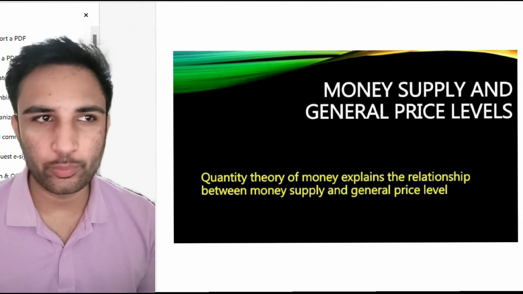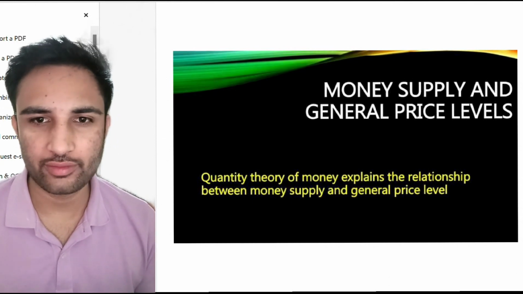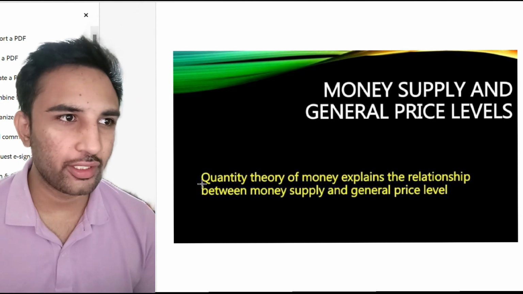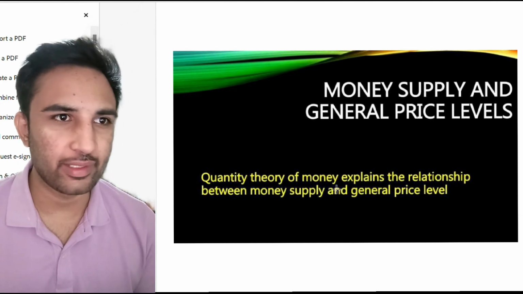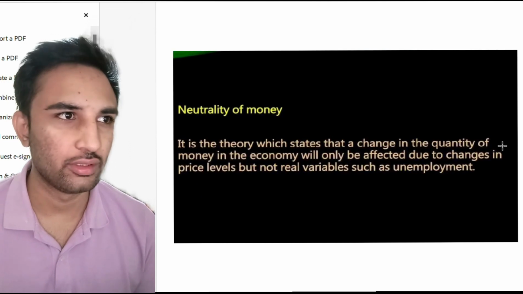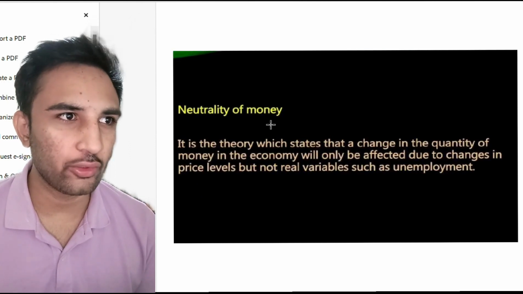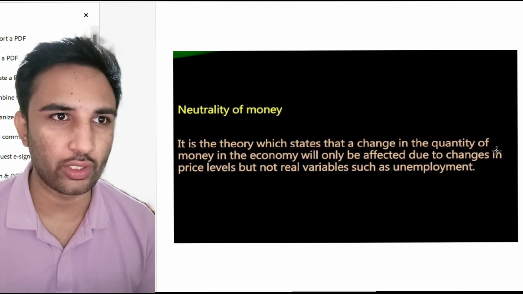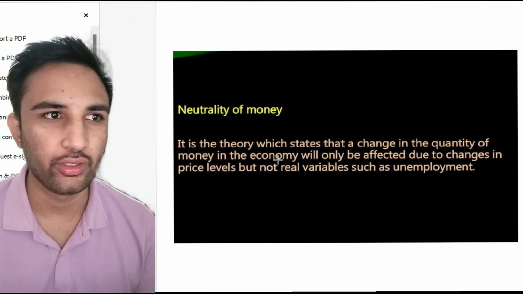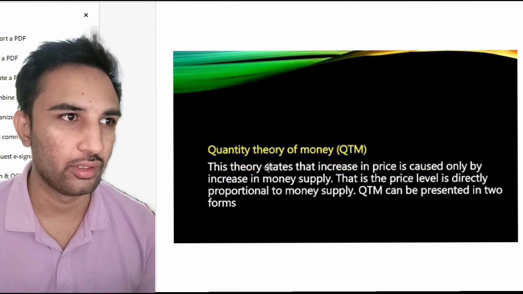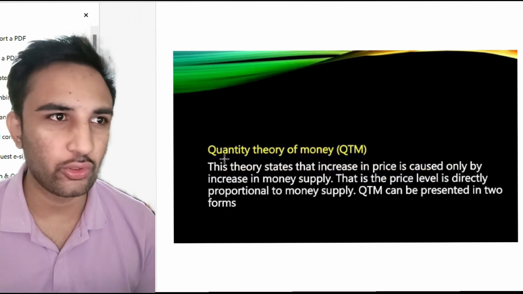Let's start with the topic of money supply and general price levels. So this is quantity theory of money, which explains the relationship between money supply and general price level. So neutrality of money: it is the theory which states that a change in the quantity of money in the economy will only be affected due to changes in the price levels, but not real variables such as unemployment. So what is quantity theory of money?